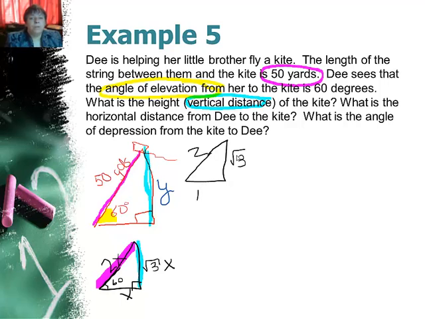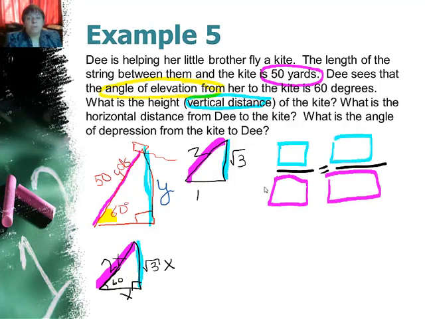So I've got 1, 2, square root of 3. You notice that it's 1, 2, square root of 3. Kind of cool. And the square root of 3 is always opposite the 60. So mark the corresponding sides. And I have pink and blue. So I have a pink and blue proportion.